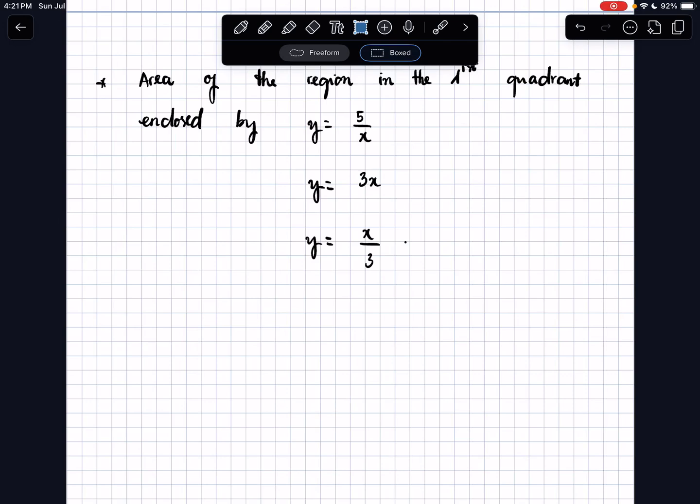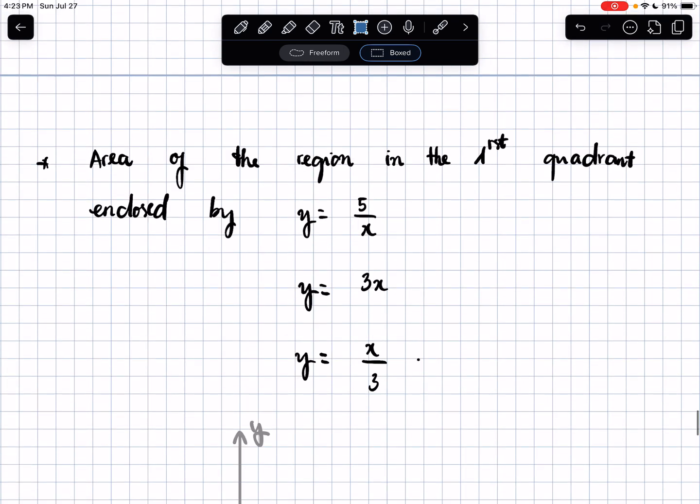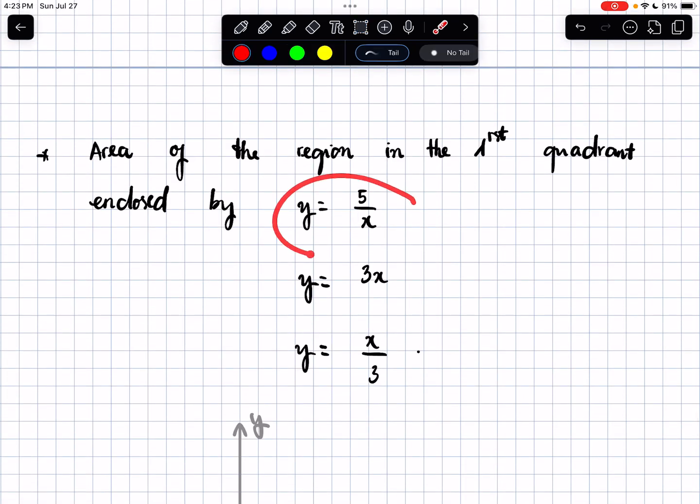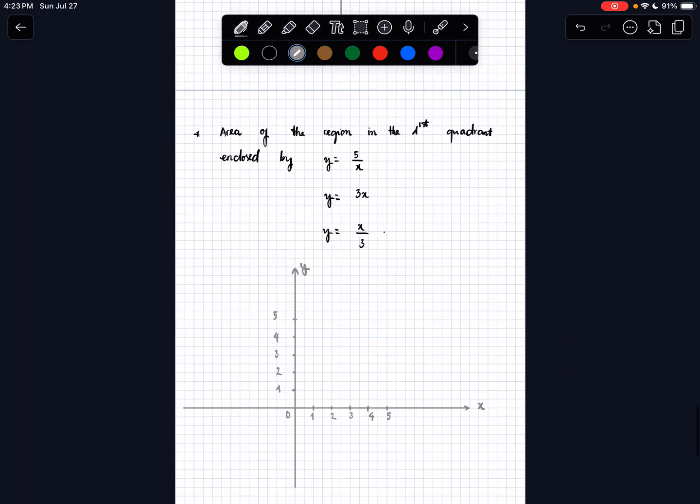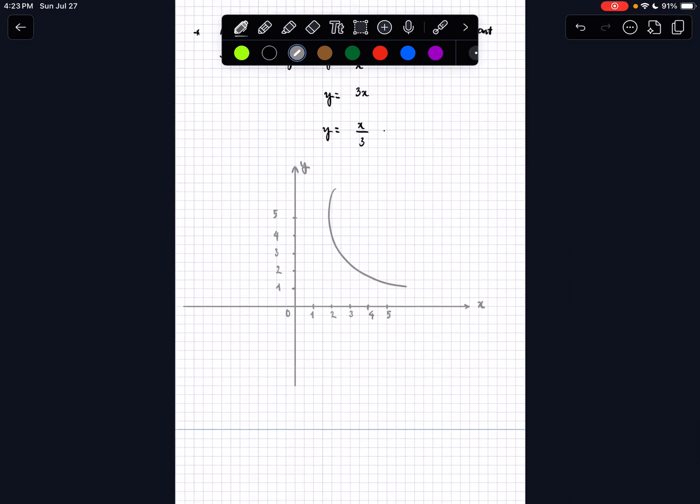We need to compute the area of the regions in the first quadrant enclosed by the three curves given as these formulas. So the first curve is a hyperbola. It should look like this, but we only need to care about the first quadrant.